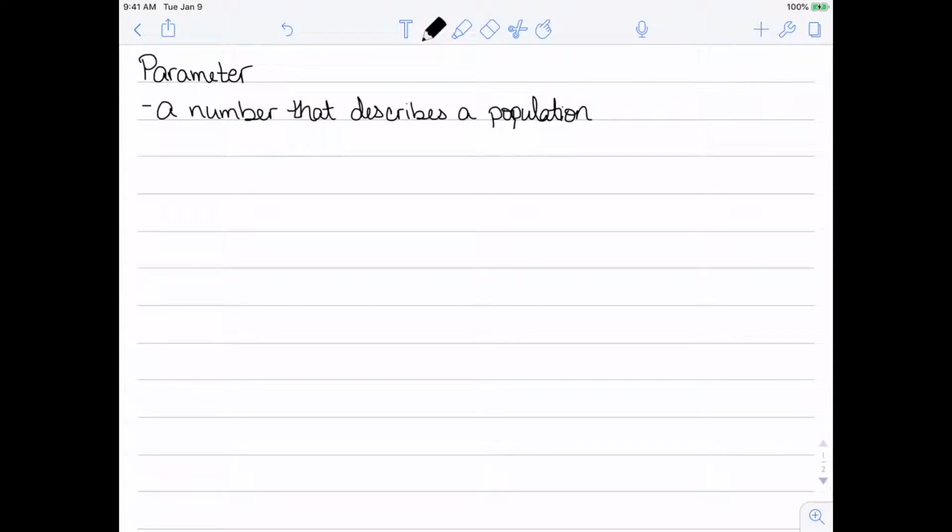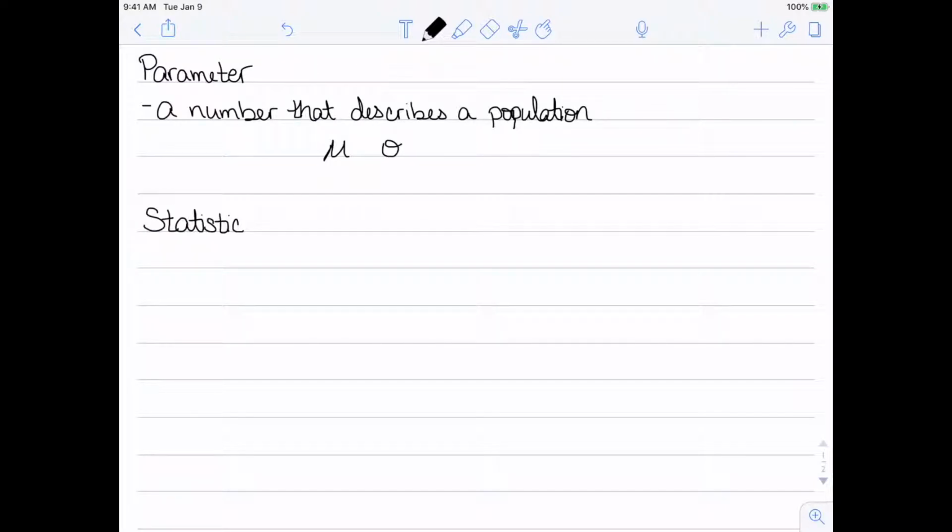Now look at sampling distributions and what's known as the law of large numbers. But to start with, we're going to define two things. The first thing we're going to define is a parameter. A parameter is a number that describes a population. Two examples would be mu and sigma: mu for the population mean and sigma for the population standard deviation.